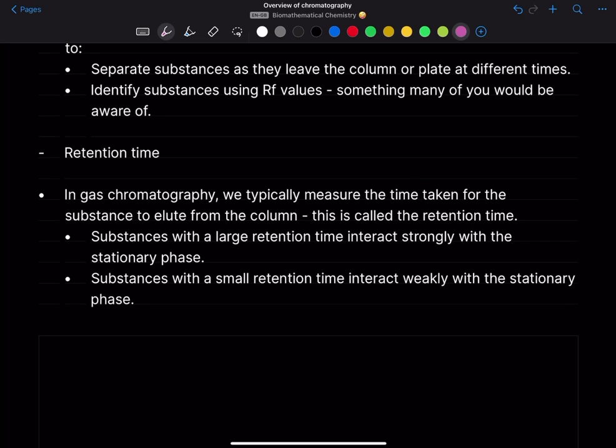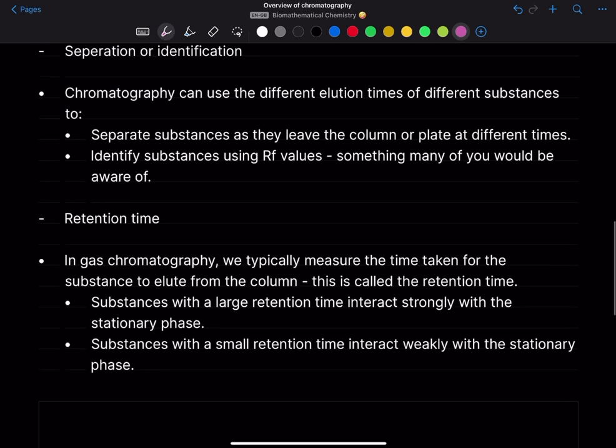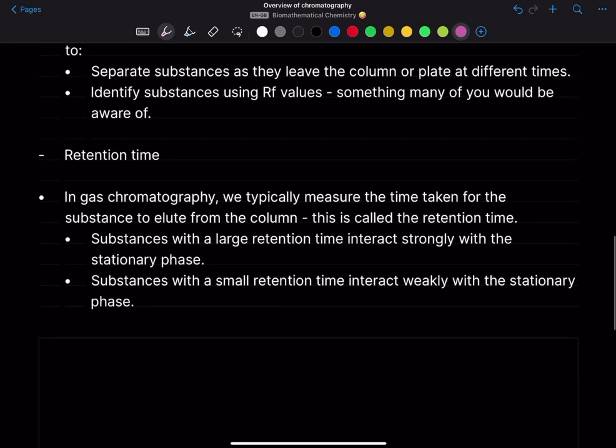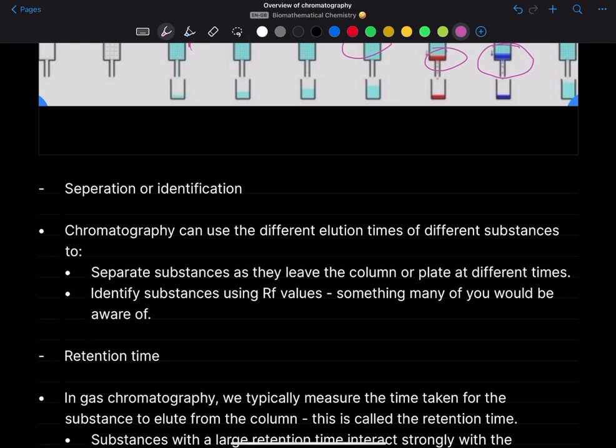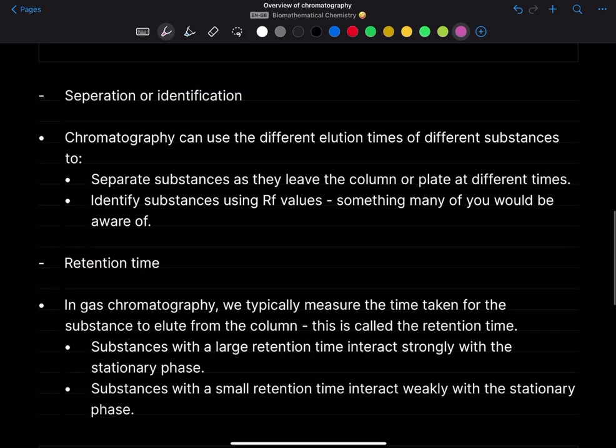In the next video that I do, I'll be talking about how to work out RF values. But you should know RF values already. It's just the distance traveled by the substance over the distance traveled by the solvent. Sorry, I'm stuttering a little bit. I've got retainers in my mouth, so it's a bit hard for me to speak. But the RF value is just the distance traveled by the substance over the distance traveled by the solvent, or solvent head.